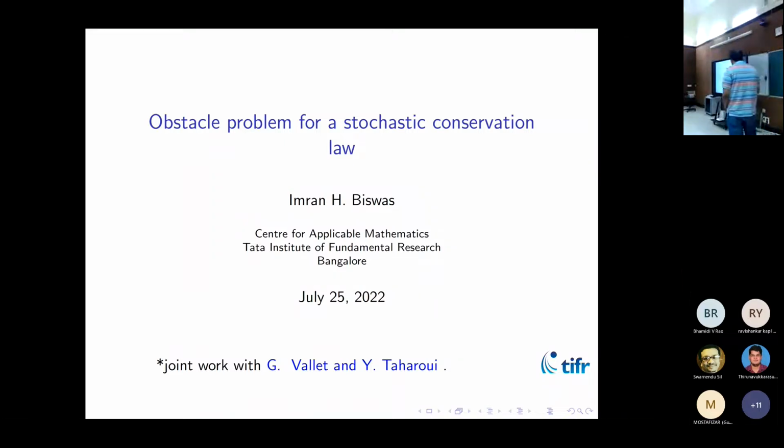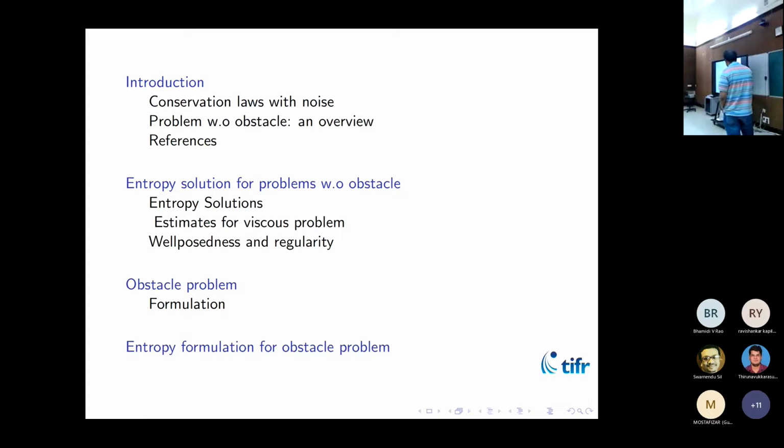So let me just lay down the plan here. This is roughly what we are going to discuss. What do you really mean by stochastic conservation laws? Then first, I'll give a brief overview of the problem without obstacle, and then we'll mention some of the differences and the work that has already been done. And then we'll go on to discuss the problem, the entropy formulations and other things and so on. And then finally, we'll come down to the obstacle problem and formulation and, if possible, the well-posedness and so on.